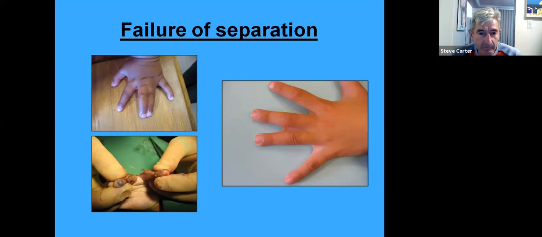The key with syndactyly is the web space. That is the key with syndactyly, to recreate a good web. So the web space is called the commissure. I would draw it out for you, but I don't have that ability.